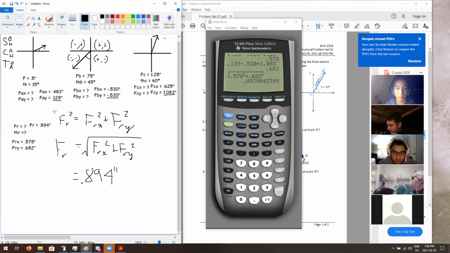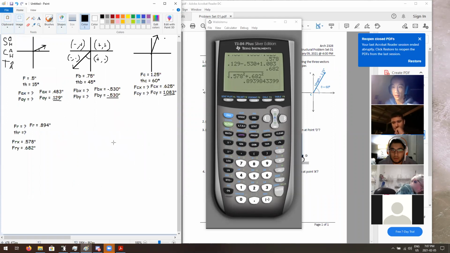Isn't that it? He wanted the length of F R. Does he say he wants theta? Because I think we can figure it out at this point. Does it say on the PDF sheet? It says add three vectors mathematically, so I assume he wants theta. Let's just put it in just in case, because we can do that very easily. I will guide you through it.